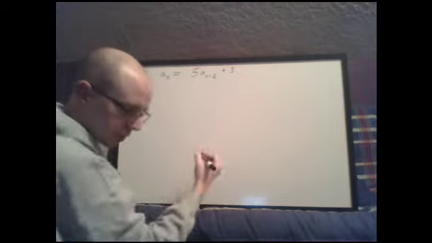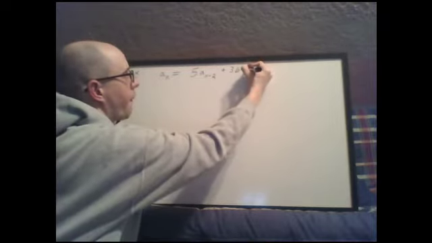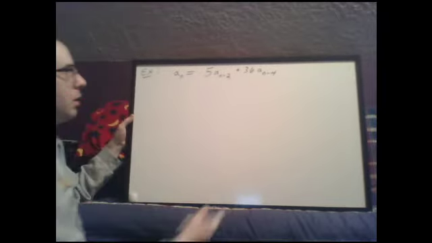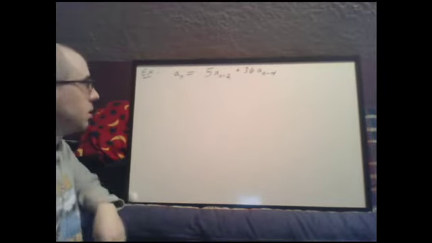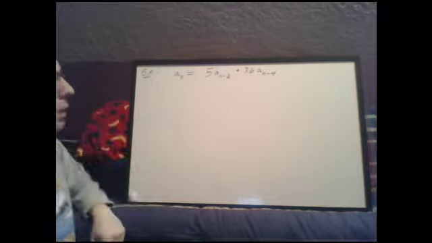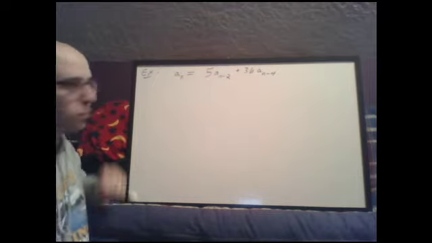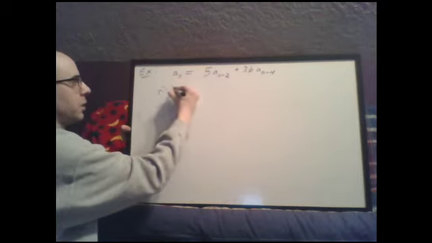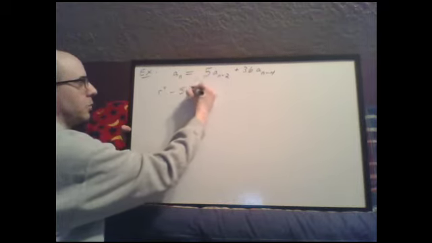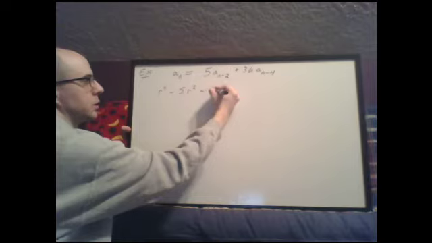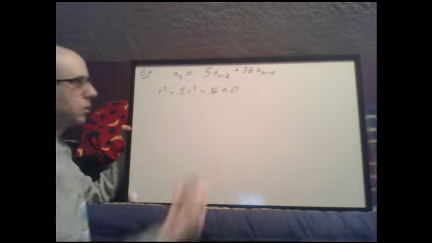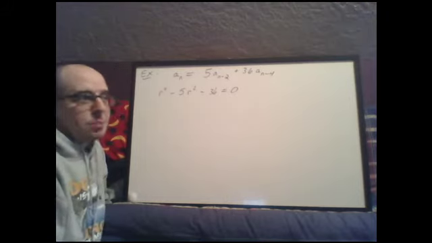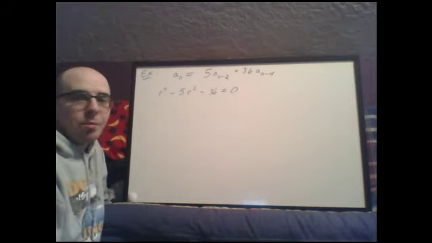Well, we'll go with this. Okay, so this one, it's a degree 4 recurrence. If we do the characteristic equation, this will be r to the 4th minus 5r squared minus 36 equals 0. Okay, so for these higher degree recurrences, these become basically factoring problems.